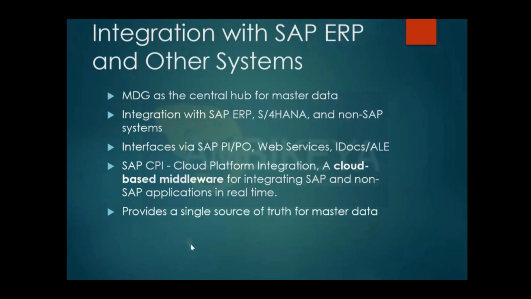So what is SAP PI or PO? It is process integration and process orchestration. It works as a middleware to integrate SAP and non-SAP systems. It just creates the connection, and with the help of that, we can send the data. If we take the example of the vendor master, if we create a vendor in the MDG system, with the help of PI or PO we can send the vendor data to other systems. Same with web services.